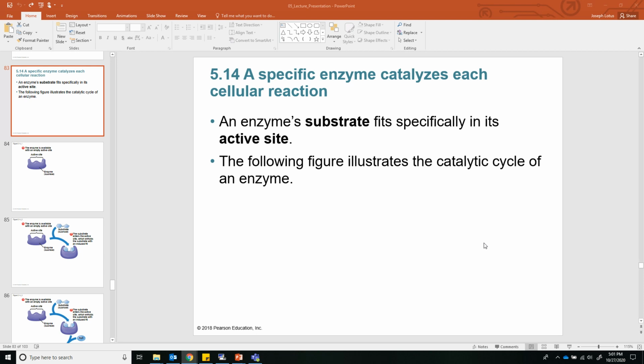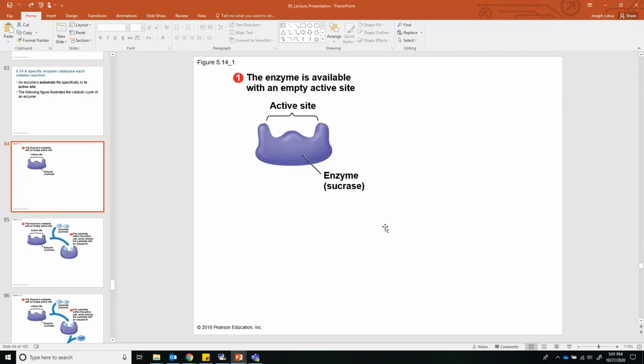Okay, so we talked about the effect of enzymes on activation energy, but you might be wondering, what is an enzyme physically? What does it look like, or what is it actually doing? How does it lower this activation energy? So let's take a look at this drawing of an enzyme. Now, of course, these enzymes are big complex proteins, so this is a simplification, but it does show the key things that we need to know.